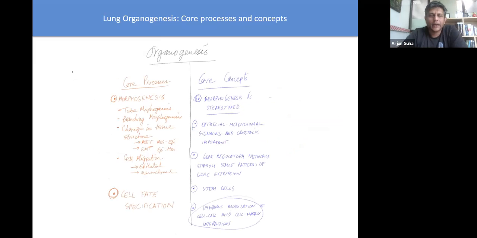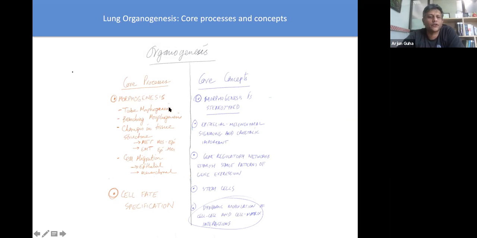So if I was to condense all of what we discussed in the last class and put all of it into two different bins, I think this is what we would find. If you think of organogenesis in the most general terms, you have core processes and you have core concepts. If you look at the core processes, there are two, and these are temporally staggered, of course. Morphogenesis precedes cell fate specification.